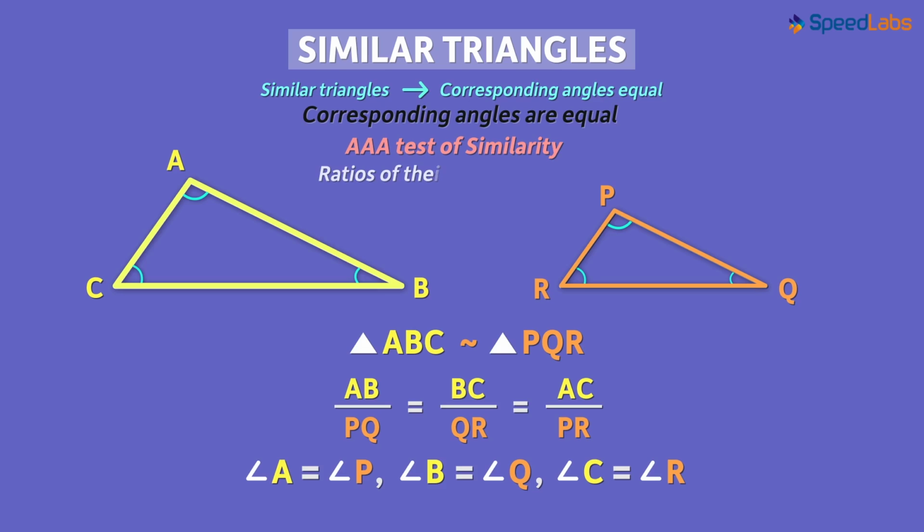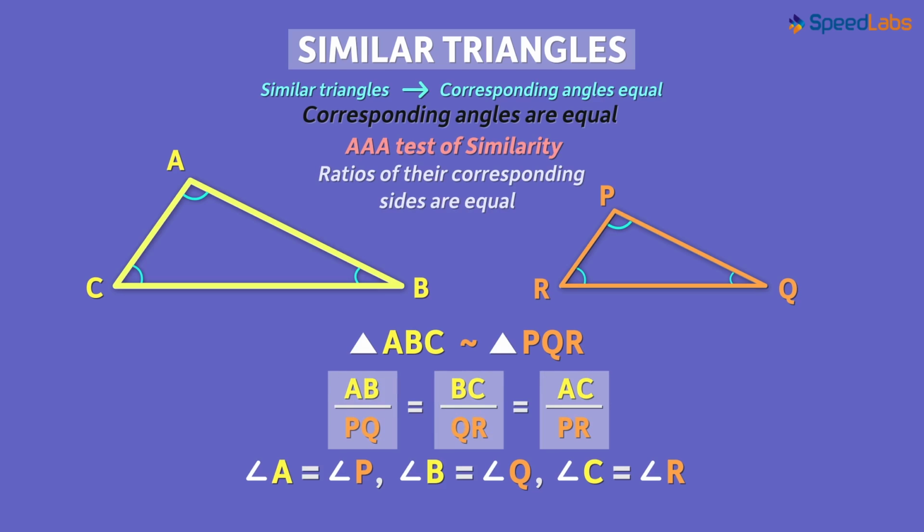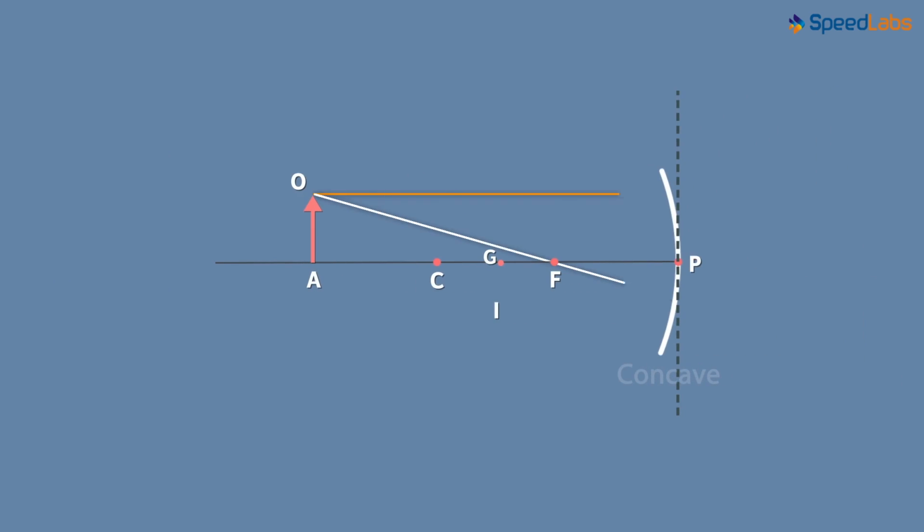Similarly, if the ratios of their corresponding sides are equal, then the triangles are similar. Okay, let's go back to our figure for the mirror equation. Now from the top of the object, let me draw a line that meets the tangent at point B.